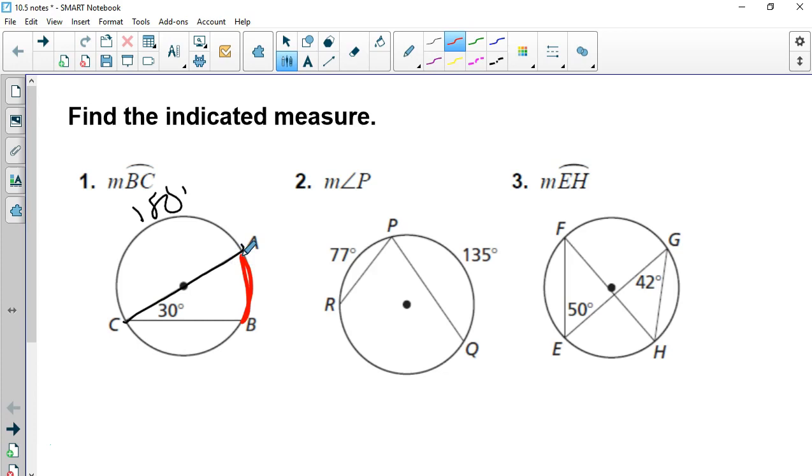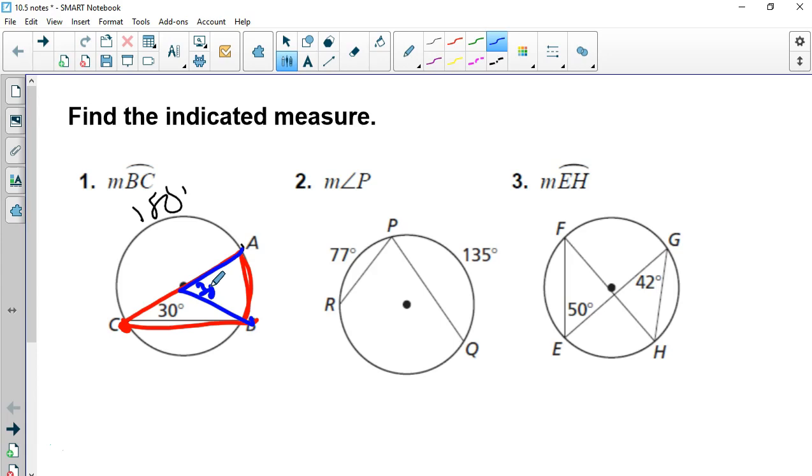Now, AB is formed by ACB. So remember, it's not 30 degrees because this has a vertex on the circle, not in the center. Okay? So if this was coming like this, and this said 30 degrees, well, there we go. We'd be right where we need to be.